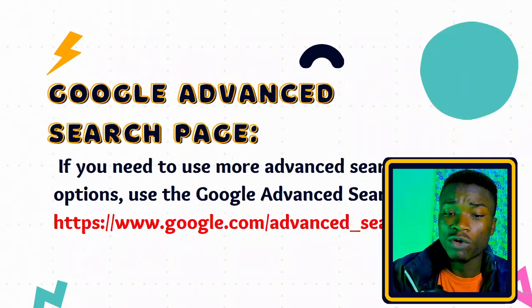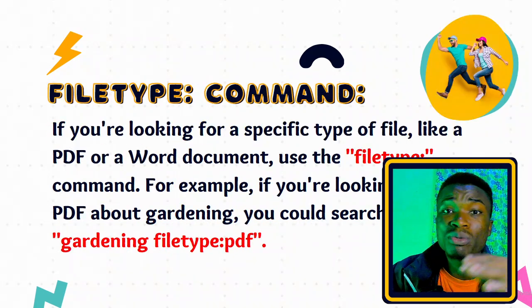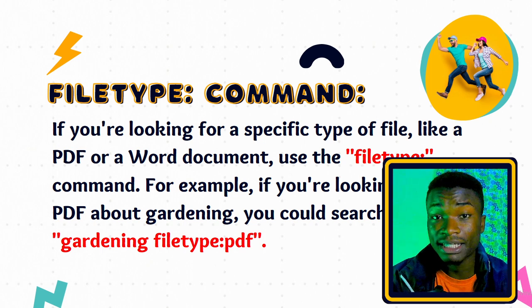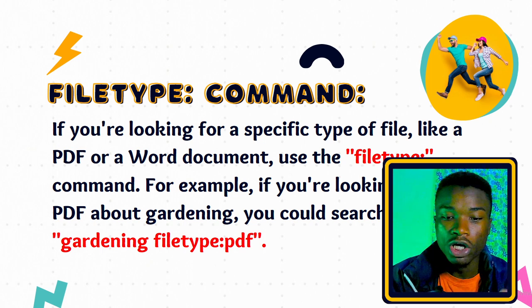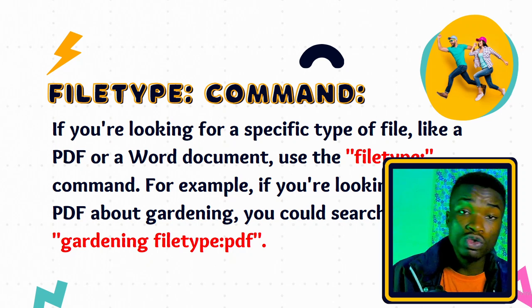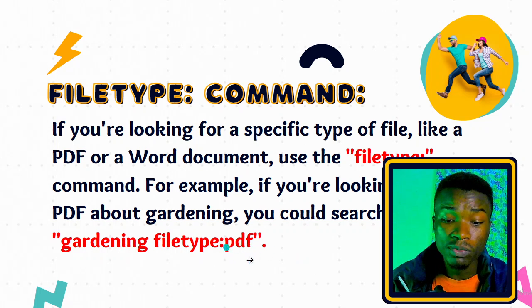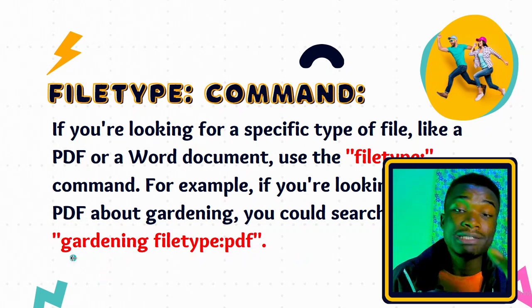If you just search for an online course on entrepreneurship, you are going to see so many websites, so many documents. But if you are looking for a PDF document talking about this particular topic, you can use the filetype command. All you need to do is write filetype and put a colon. After that, you can put the word PDF if you are looking for a document. So let's break it down.